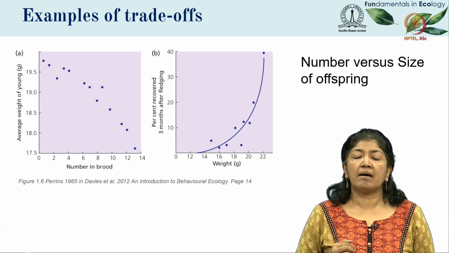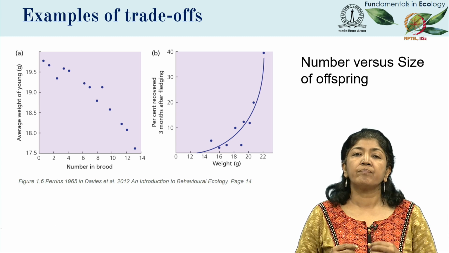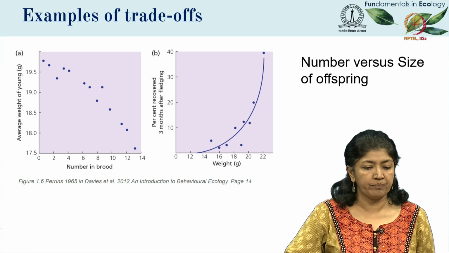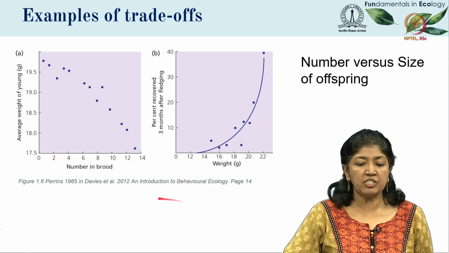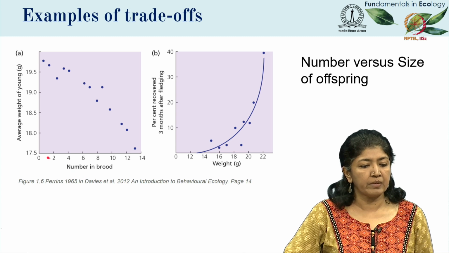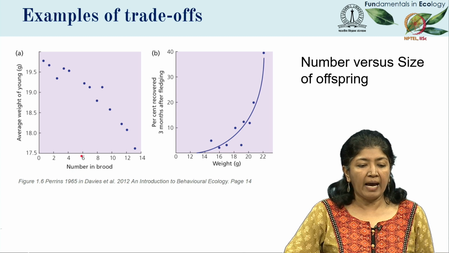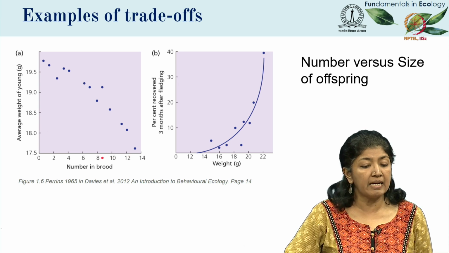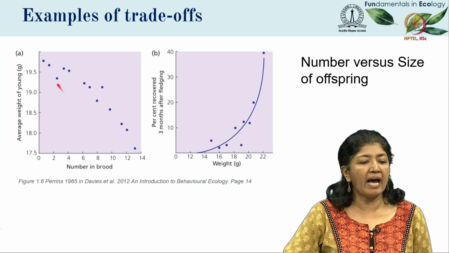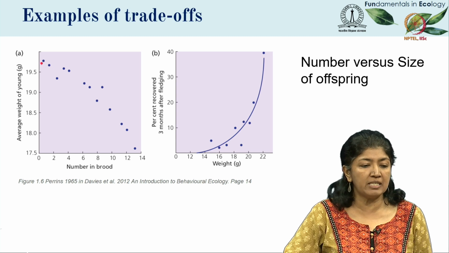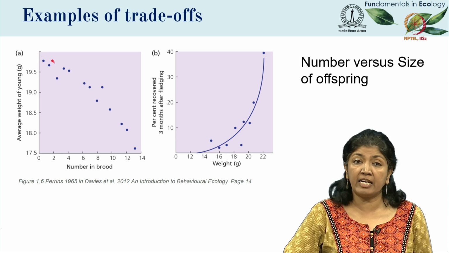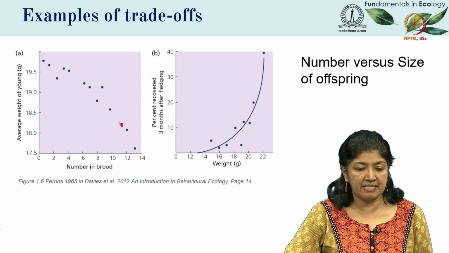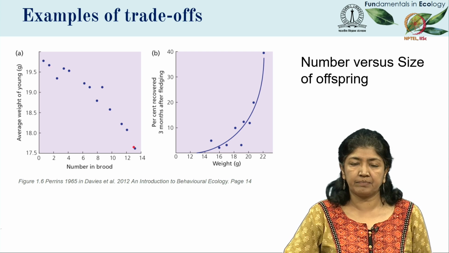Another classic example of a trade-off is between how many offspring are produced and how much to invest in offspring. So, for example, in this species of bird, a great tit, if you look at investment in chicks along a gradient in brood size, that is the number of chicks in a brood, the average weight of an individual chick is high when there are very few chicks produced in a brood and decreases as brood size increases.